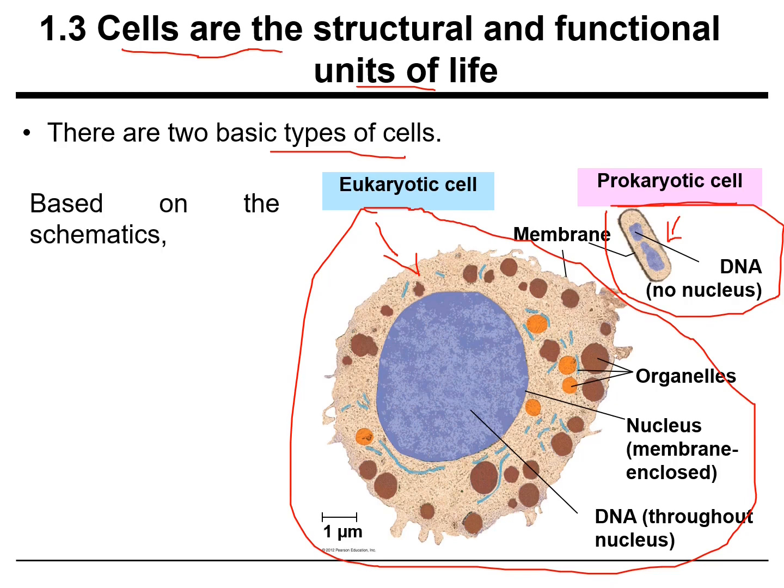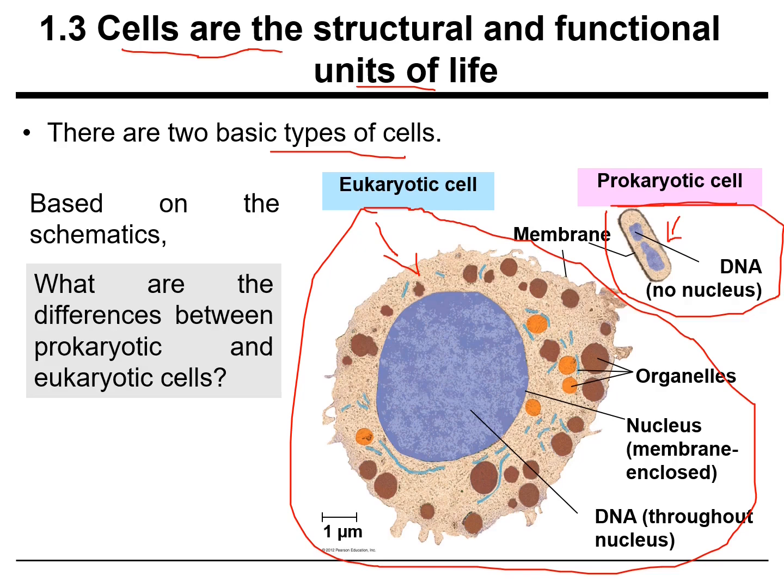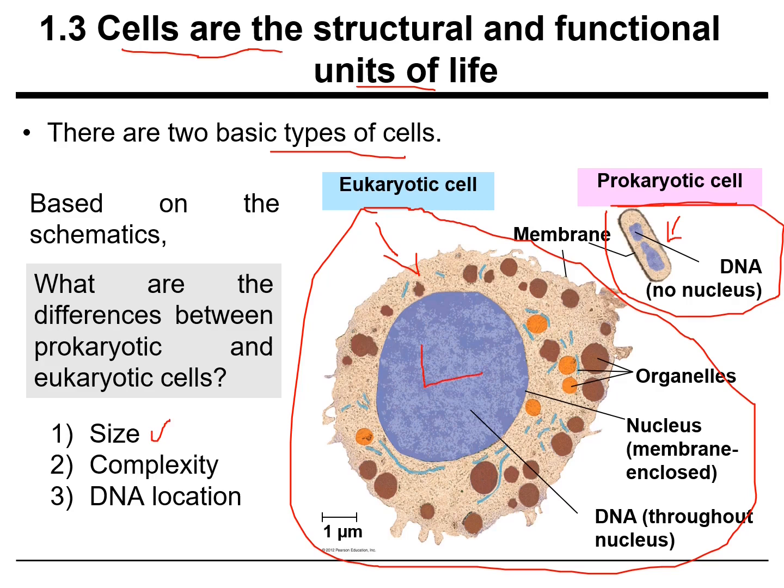So based on these schematics, what are the differences between prokaryotic and eukaryotic cells? Definitely size is one difference. This is much larger than a prokaryotic cell. So prokaryotic cells are small, while eukaryotic cells are larger than those. Then the complexity. The eukaryotic cell is much more complex than a prokaryotic cell.